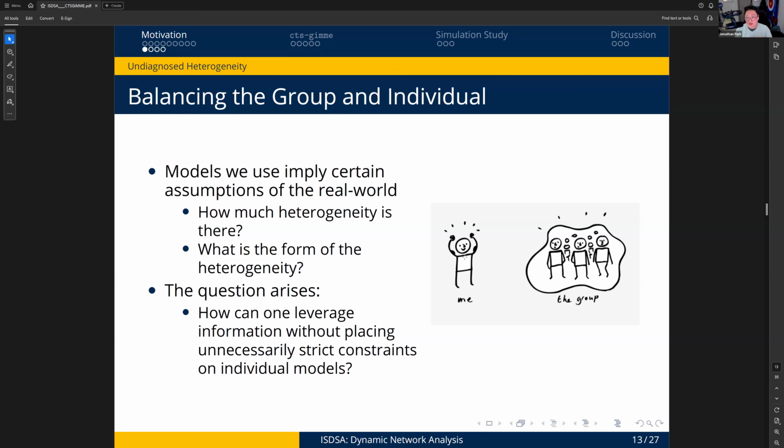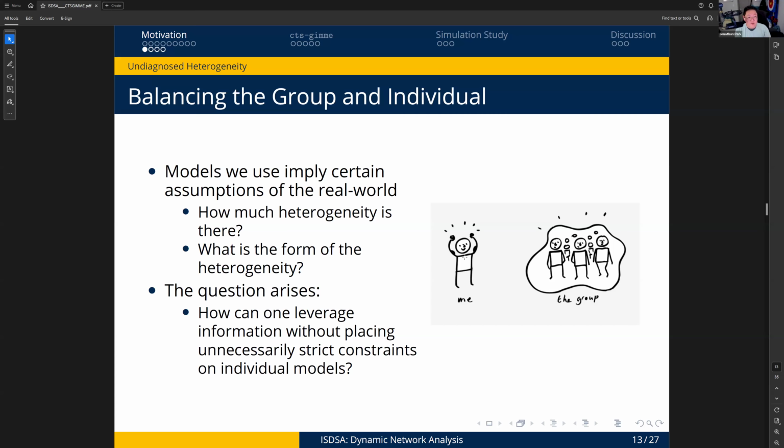A second, tangential but related point is that we want to balance the group and the individual. Models that we use imply certain assumptions that we have about the real world. We might have questions about how much heterogeneity there is, or what is the form of the heterogeneity that we're modeling. Sometimes we might think that heterogeneity is continuous variation about a true process. And other times we might think that the variation is discrete, that there are real different groups of people that are qualitatively different in some way.